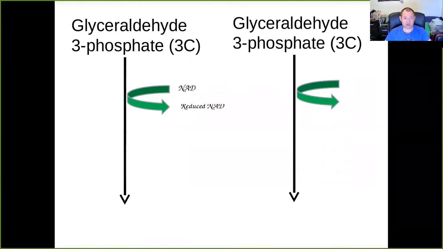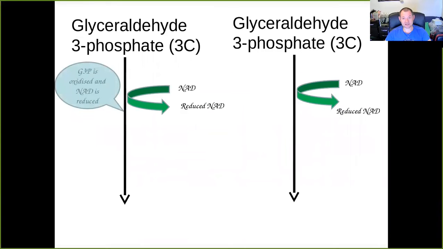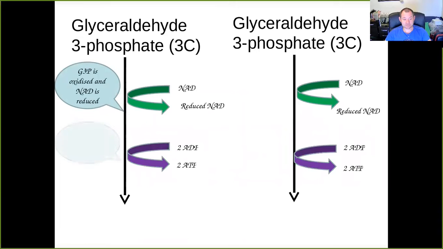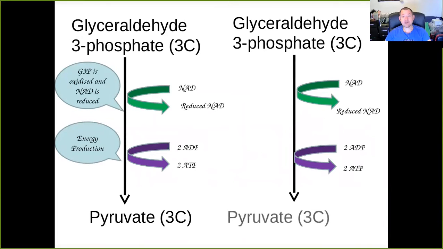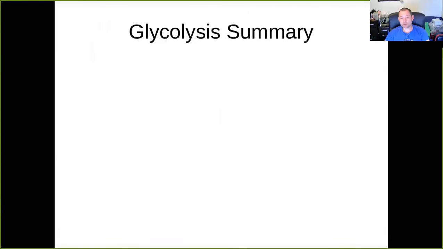These then will generate your NAD. They will reduce it. That is, we've already got the NAD and ATPs. And then we end up with our pyruvates. So 2 pyruvates from 1 glucose.